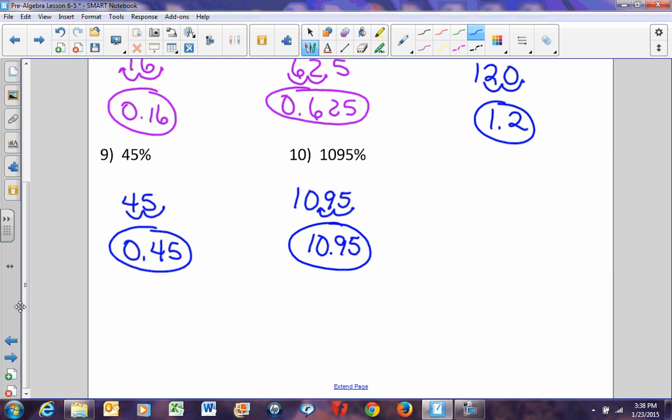As you can clearly see, converting a percent to a decimal is very, very easy. All it requires is remove the percent sign, move your decimal 2 places to the left. Because remember, percent means per 100, so we're actually dividing by 100. Moving the decimal point to the left is indeed the same as dividing by 100.